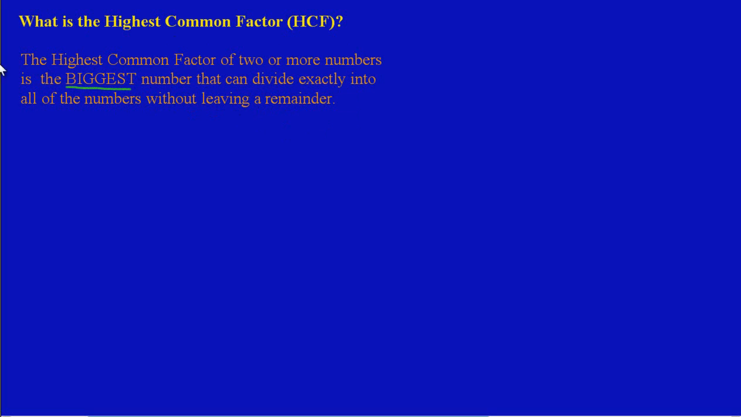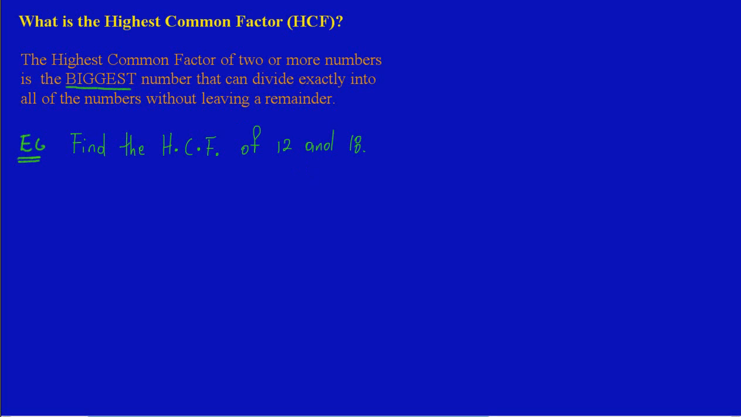Let's look at some practical examples to illustrate what we're talking about. If I'm speaking about two numbers and I want to find the highest common factor, for example, find the HCF, which is the highest common factor of 12 and 18. Okay, good. So I'm asked to find the highest common factor of 12 and 18.